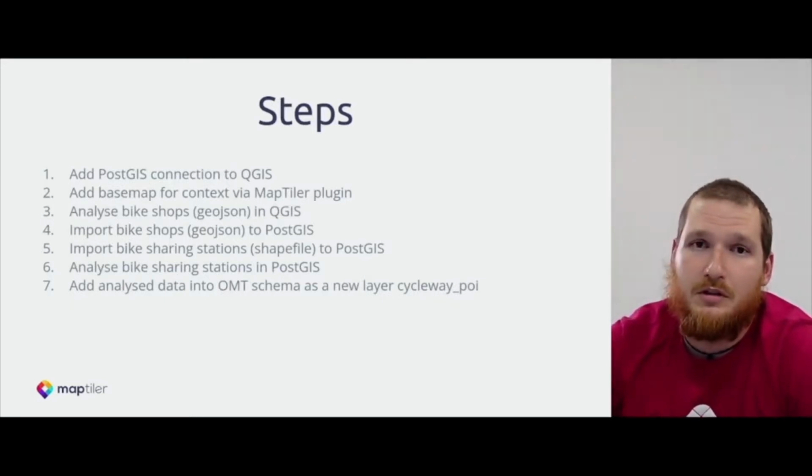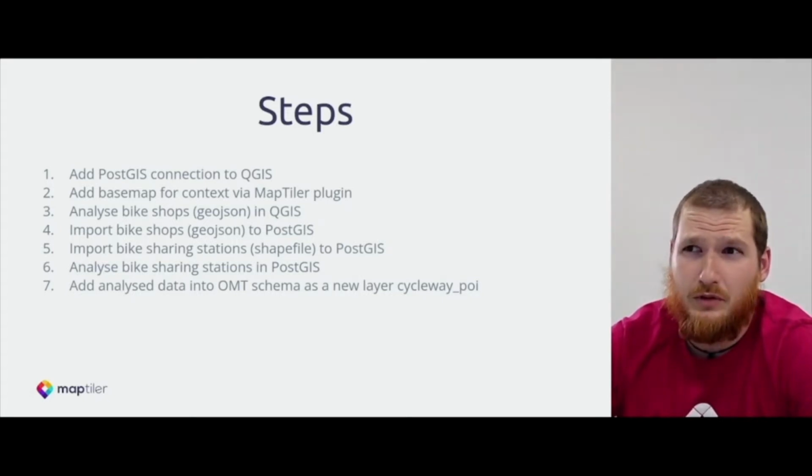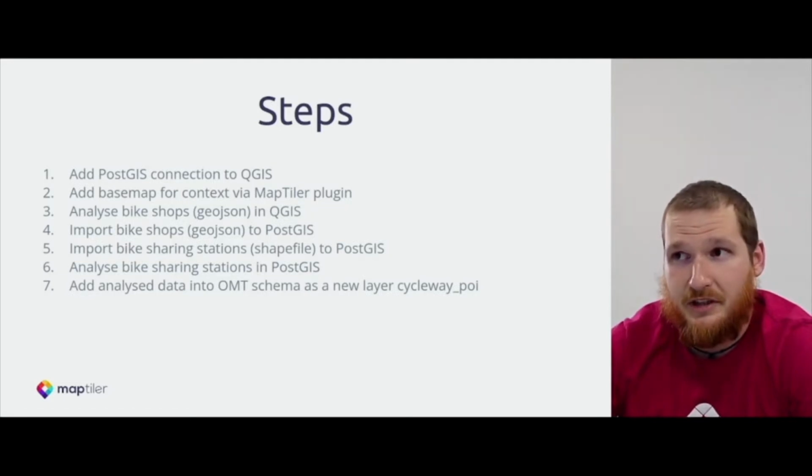First, we will add a PostGIS connection to QGIS, and we will display our data from the previous block. We will also add a basemap for the data, just to get the context. For that, we will use the MapTiles plugin. And then we will do 2 analyses. One will be in QGIS, one will be in PostGIS.